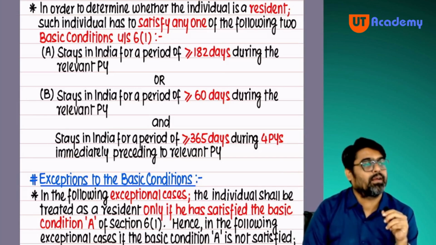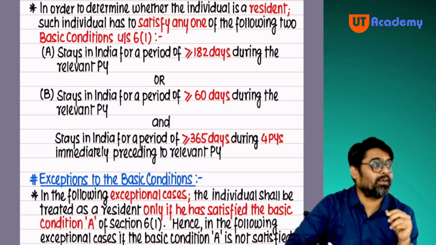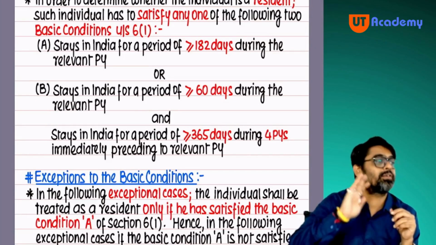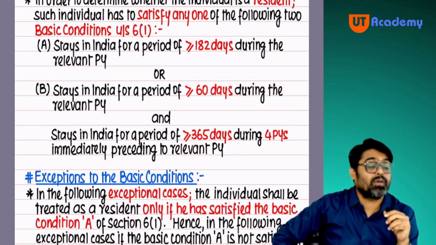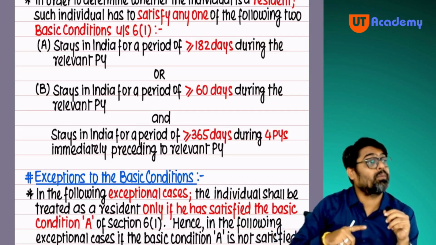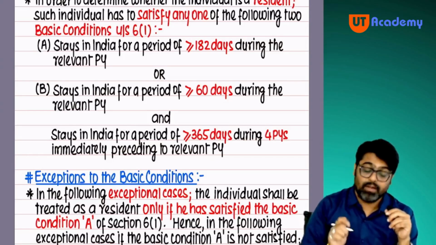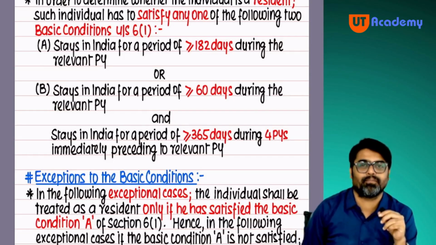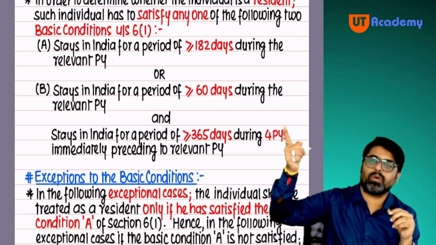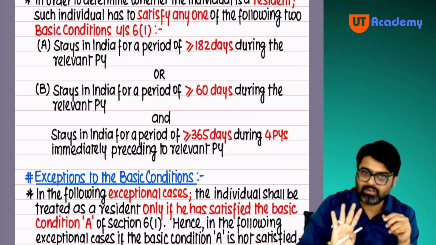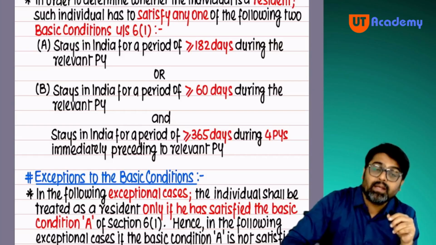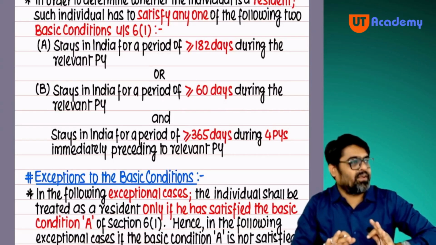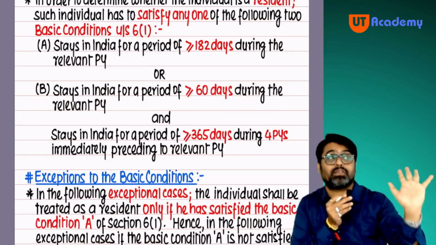Then the government will say that don't worry. If you are not becoming a resident by fulfilling basic condition A, we have another way to make you a resident in India. I told you, government will put all the efforts to make you a resident. Is your stay 182 days or more? No. Less than 182 days during the relevant previous year, but it should be 60 days or more. So in the relevant previous year, your stay should be at least 60 days or more.